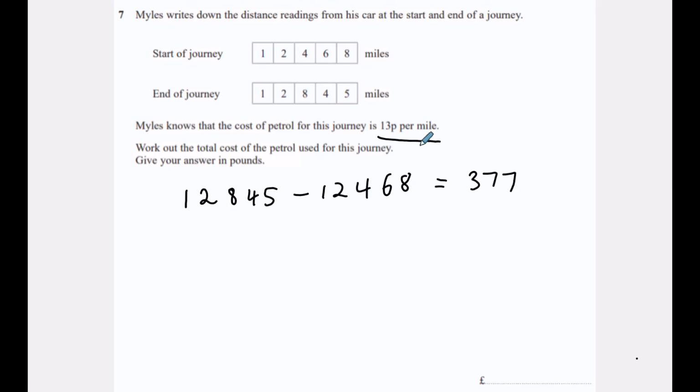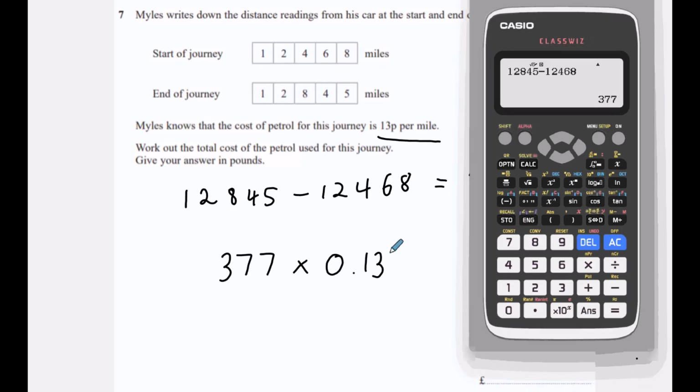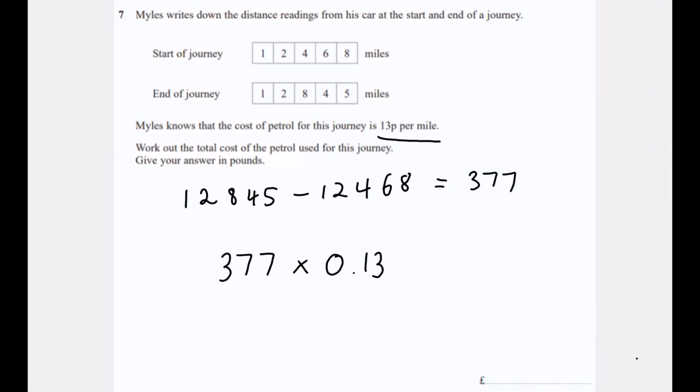And it's 13p per mile. So for each mile, it costs 13p. And I'm going to write that in pounds. So in pounds, 13p is £0.13. So we want our answer times by 13p, and we get £49 and 1p. £49 and 1 penny.